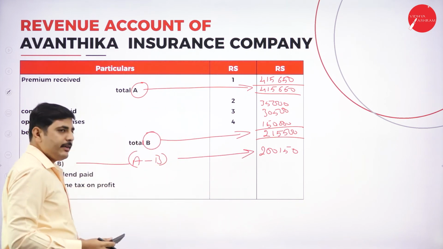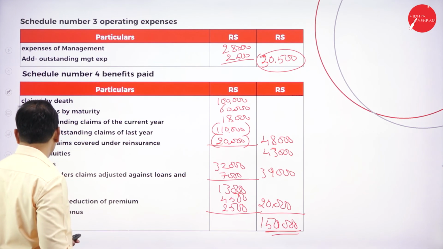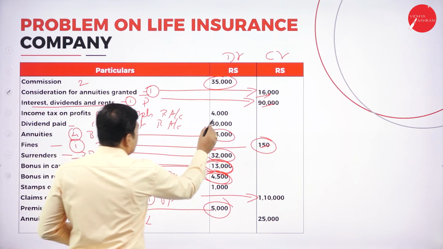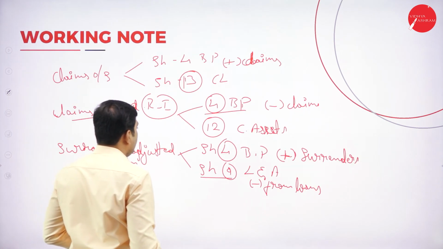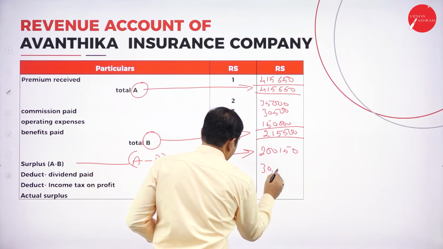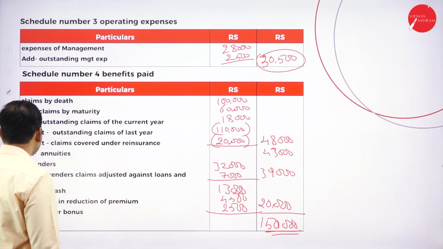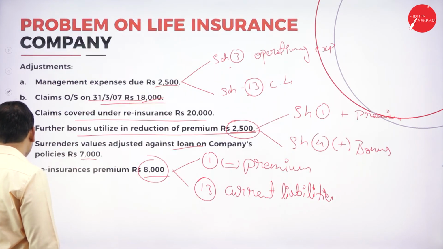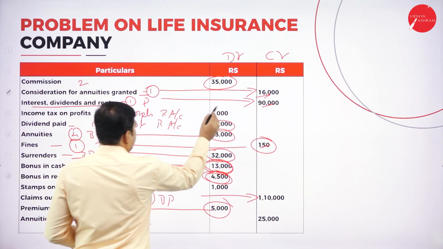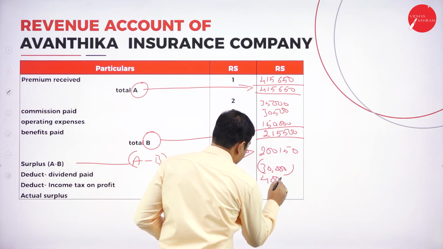Our surplus is deducted by the dividend paid and also income tax on profit. Let's see what the dividend paid is here. Dividend paid is 30,000. Deduct this 30,000. Again, income tax on profit. What is the income tax on profit? Let's see. The income tax on profit is 4,000. So deduct both amounts.